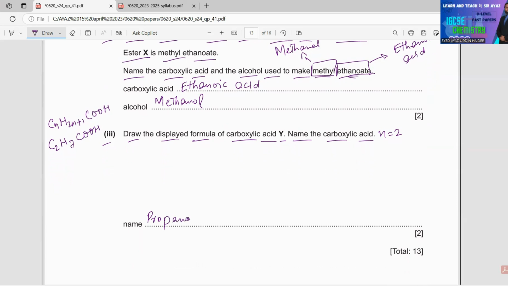Propanoic acid. So I need to draw the displayed formula of propanoic acid. So we have 1, 2, 3 carbons. It's COOH. And now I'm going to saturate the other carbon atoms, placing the hydrogen atoms. Sorry, it must be C2H5COOH. It's not C2H7, it's C2H5COOH. You see, they have 1, 2, 1, 2, 3, 4, 5 hydrogen atoms, COOH.